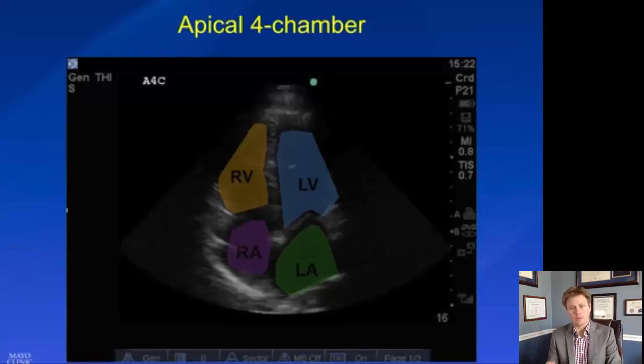Additionally, if you fan your probe up just a little bit, you can create the apical 5-chamber view where you see the left ventricular outflow tract, and obviously that corresponds to the left ventricle rather than the right ventricle. And finally, the tricuspid valve is always going to be a couple millimeters more apical than the mitral valve to help differentiate the right from left ventricle.